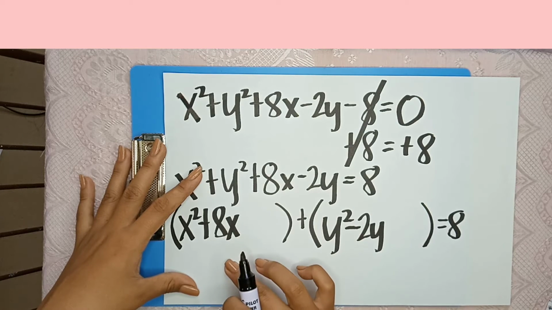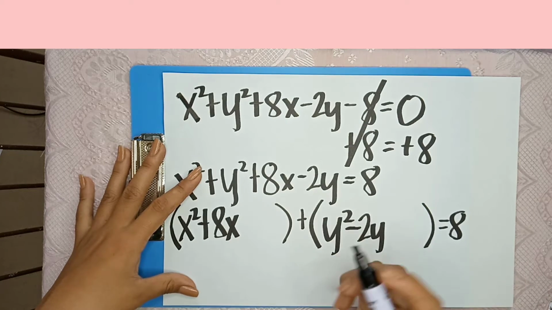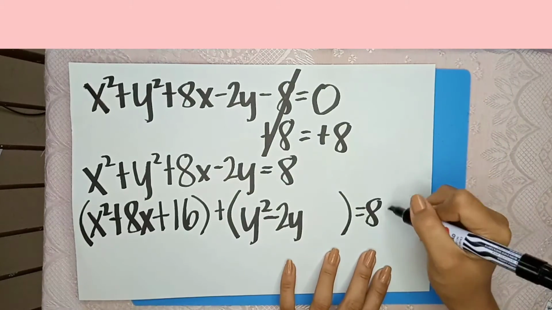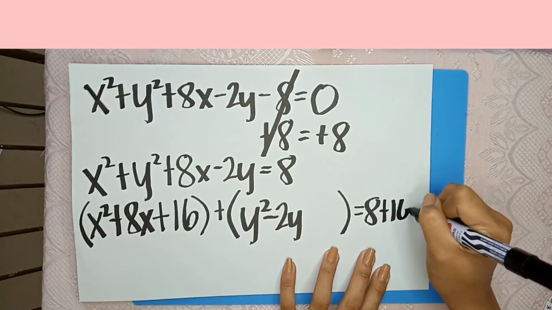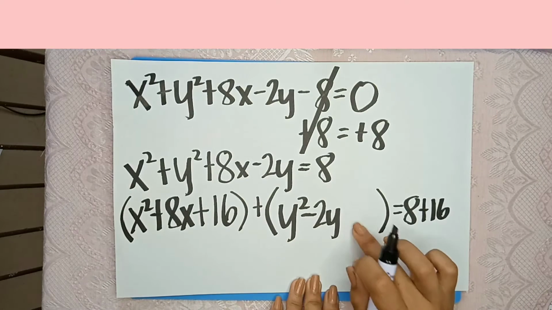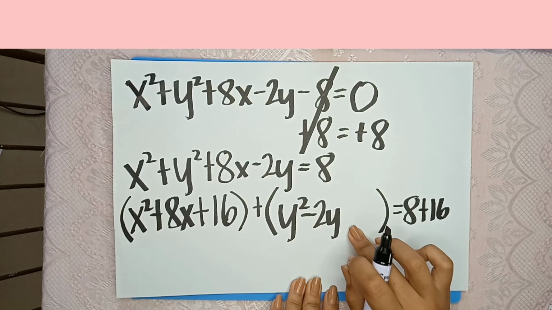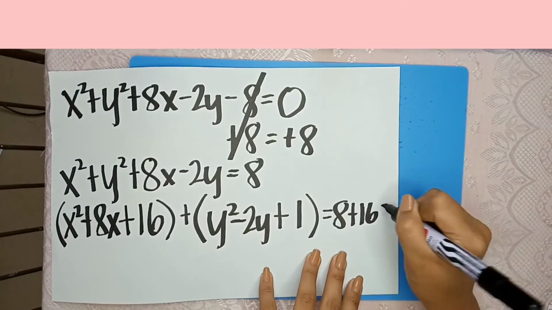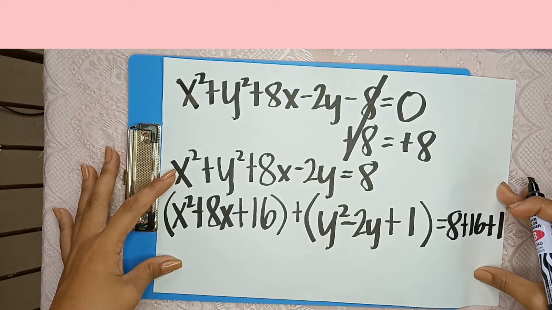8x divided by 2 is 4, and 4 squared is 16. The number that we add here is the same number that we also have to add on the other side. We divide the middle term, negative 2, by 2, which is 1, and 1 squared is 1. So we add 1 here, and we also add 1 on the other side. So this is the second step.